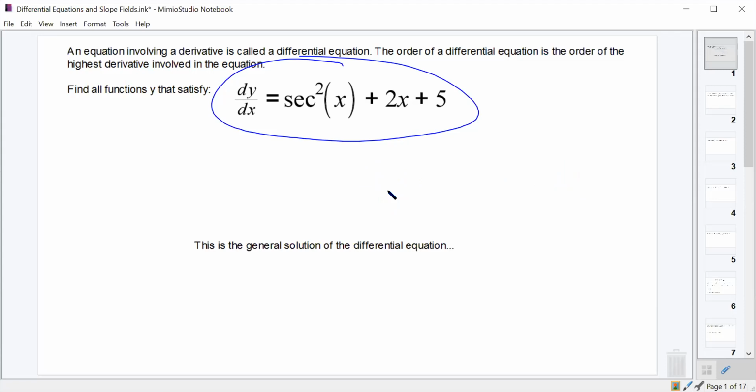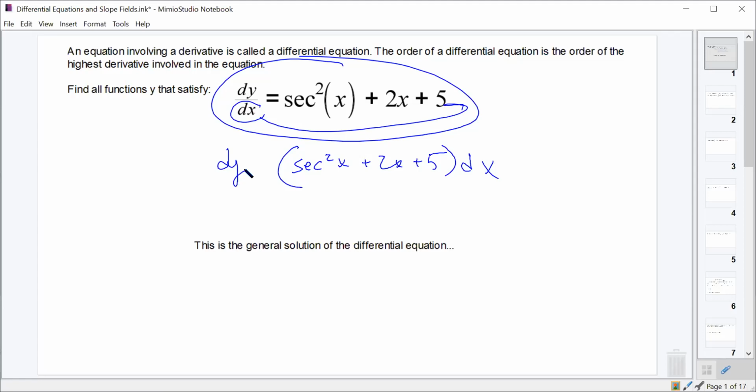Okay, so how do we then find all of the functions that have this as the derivative? You take an integral. We take an integral. In order to integrate secant squared x plus 2x plus 5, it's got to have a dx attached to the end of it, though. Well, good news is I got one in the denominator here. We'll just bring it over here. Multiply both sides by dx. We have dy equals secant squared x plus 2x plus 5 dx.